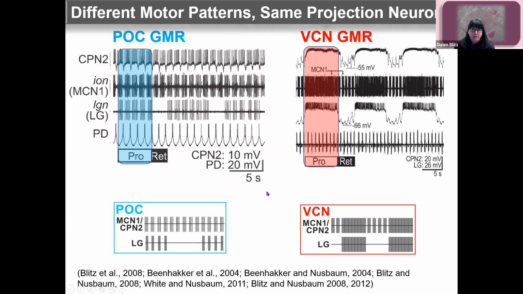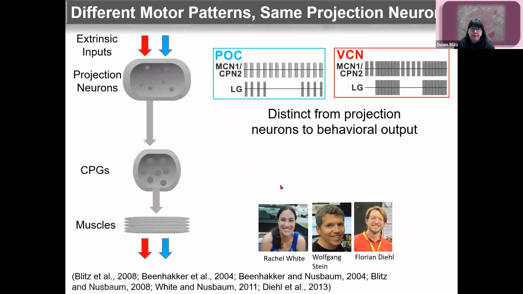And I should also point out that these distinctions between these two rhythms, which initiate in the projection neurons, are carried all the way through. So the motor pattern is different, the muscular activity is different, and the behavior is different. Some of this work is from Mikey's grad student, Rachel White, and then a collaboration between Mikey and Wolfgang's lab with Wolfgang's student, Florian, actually putting an endoscope into the crab's stomach and stimulating these pathways.